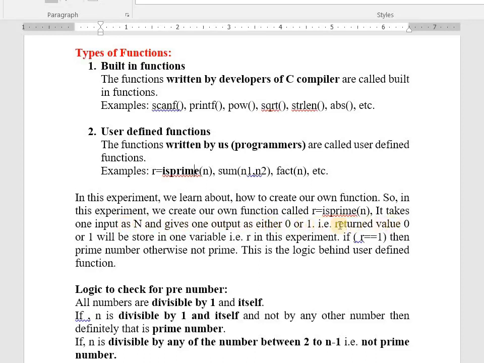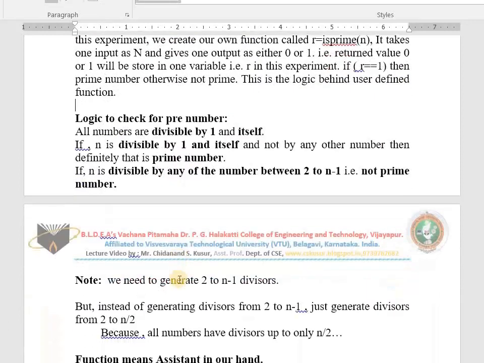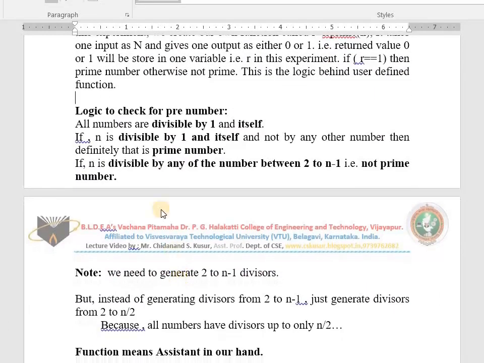The returned value, 0 or 1, will be stored in one variable, that is r, in this experiment. If r is having 1, then that is a prime number. If the returned value is not 1, then that is not prime. We'll come to know shortly. And what a prime number is, you already know, no need to explain.